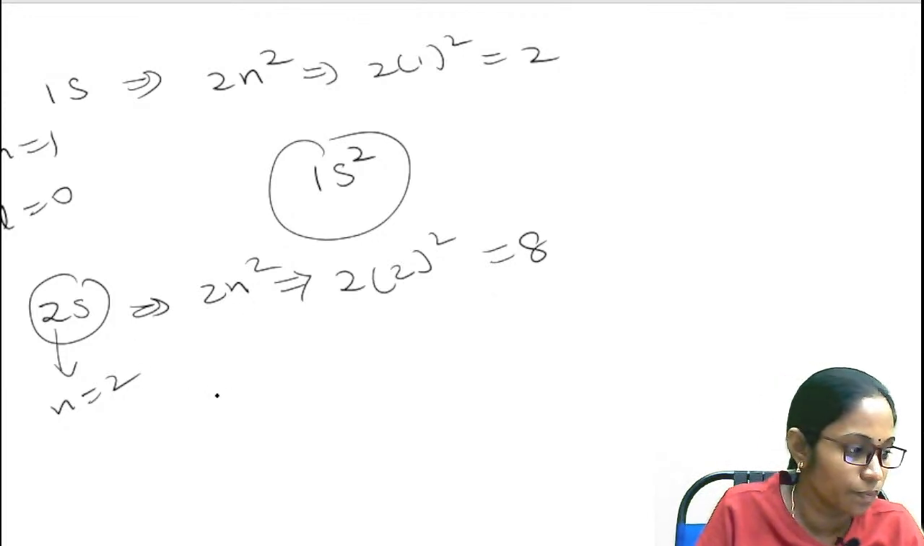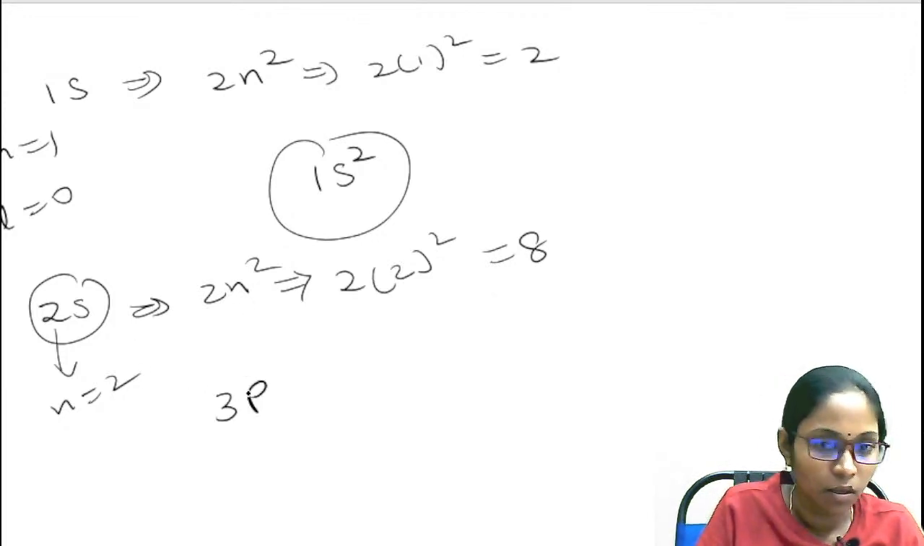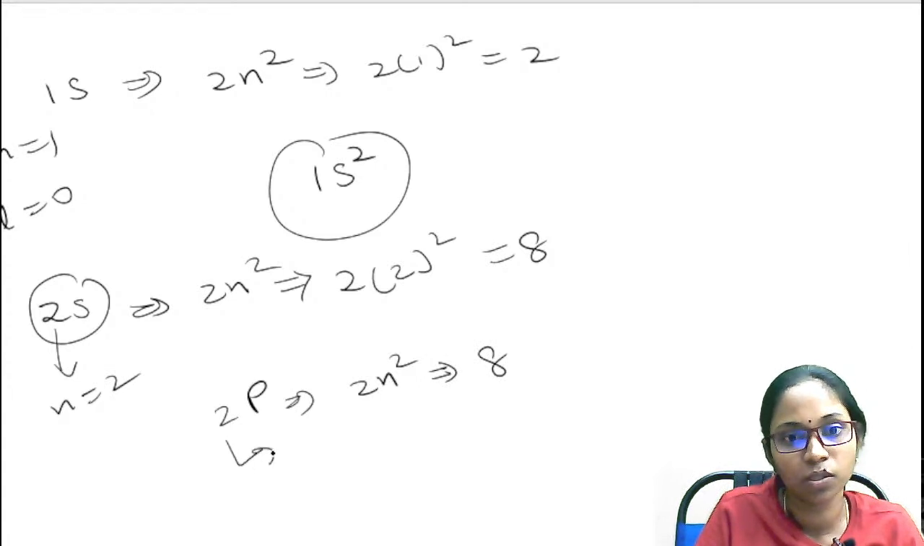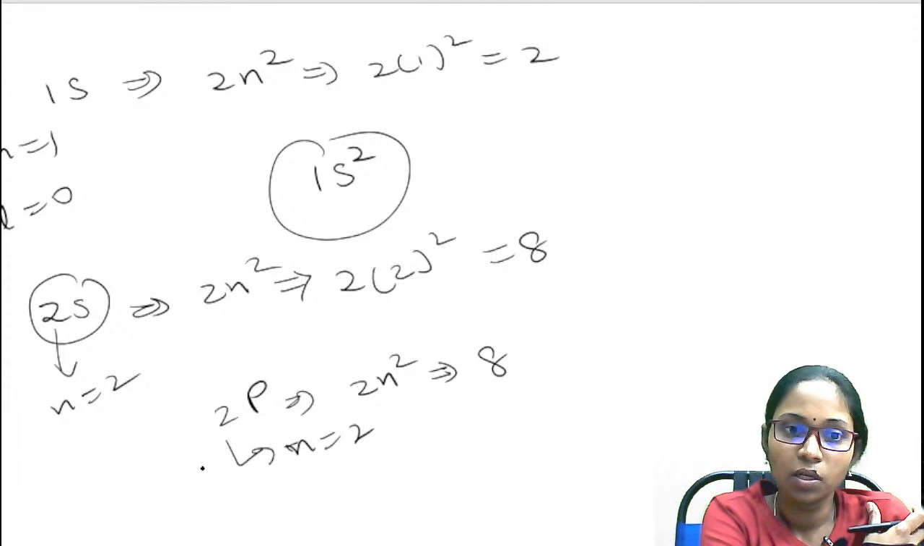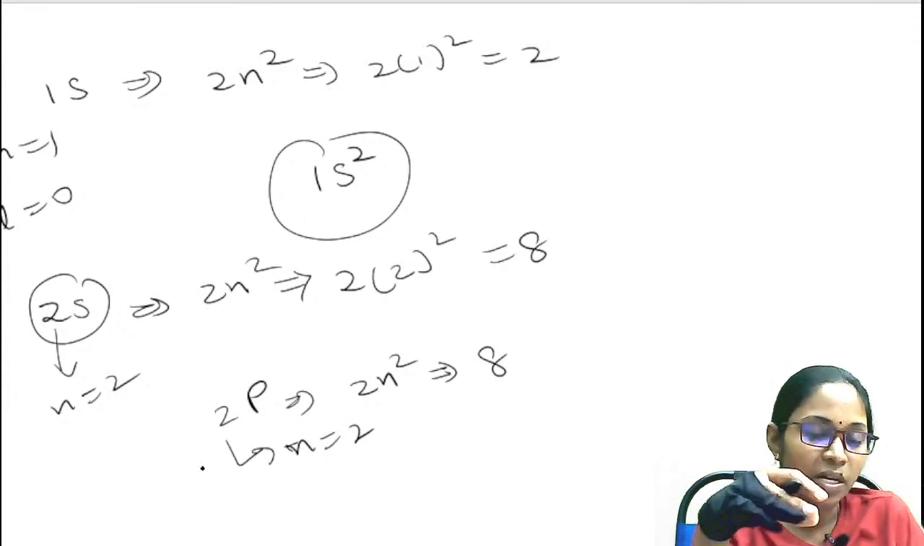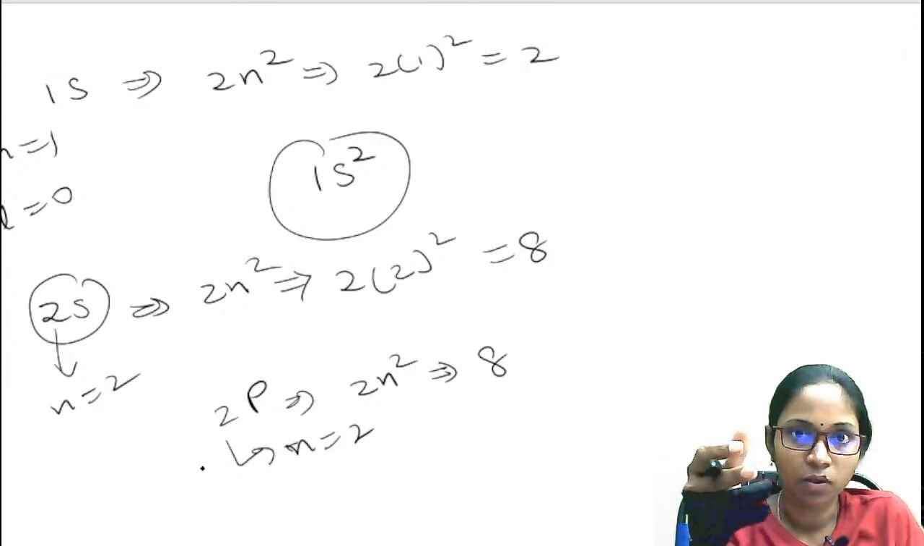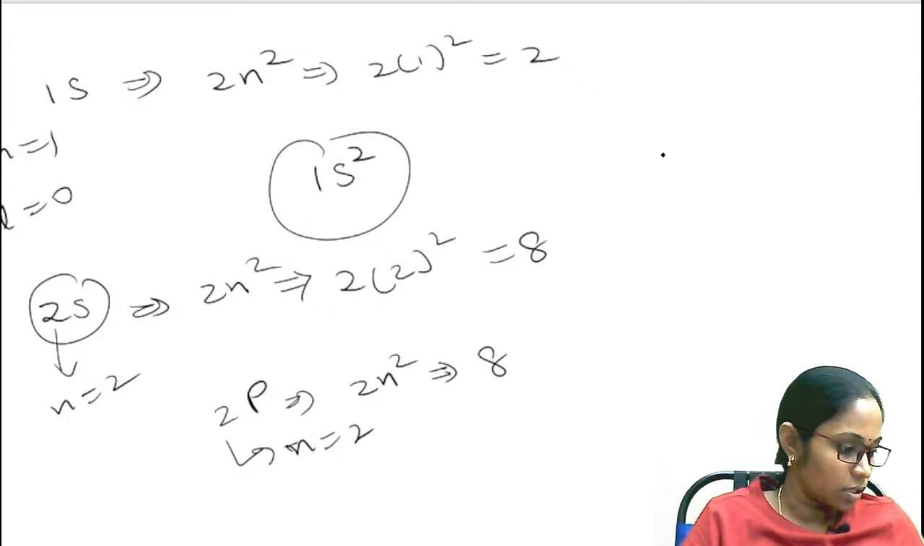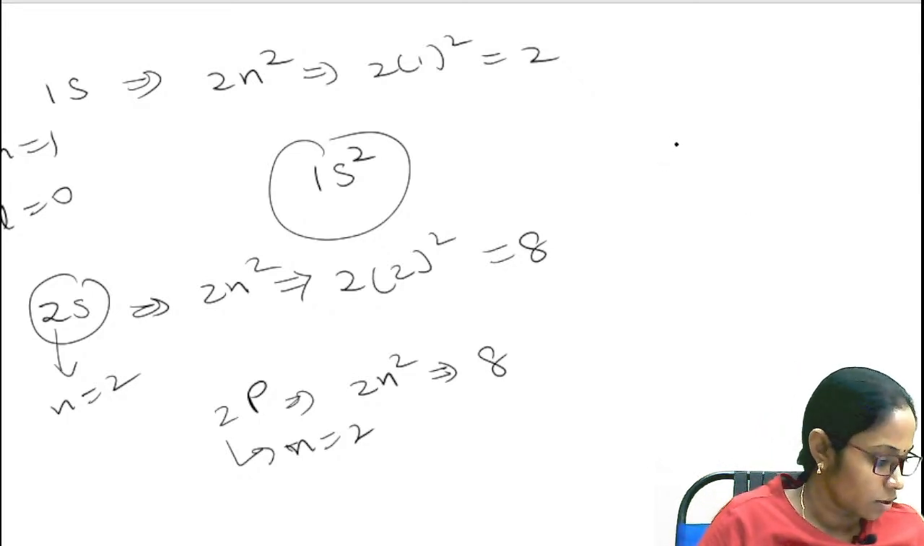And coming to 2p. In the 2p orbit, using the 2n² formula, 8 electrons can be filled here also, because the n value is 2. So in this way you can fill up the 2n² maximum number of electrons in the orbitals. Okay, and in our next class we will discuss the topics.